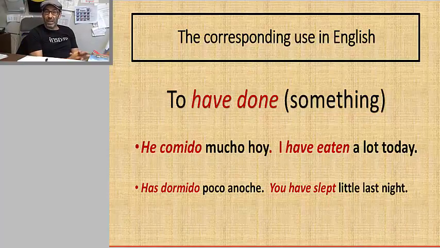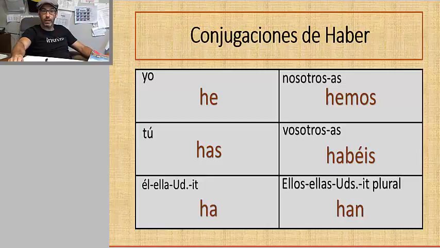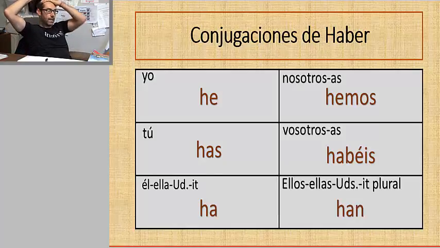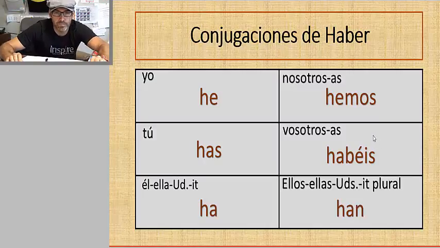And let's look at the conjugations of el pretérito perfecto. What we have is he, has, ha, hemos, habéis, han. And habéis will be the only one that will carry an accent mark over the e. So, yo he, tú has, él, ella o usted ha, nosotros o nosotras hemos, vosotros o vosotras habéis, and ellos, ellas, ustedes, or it plural, han.